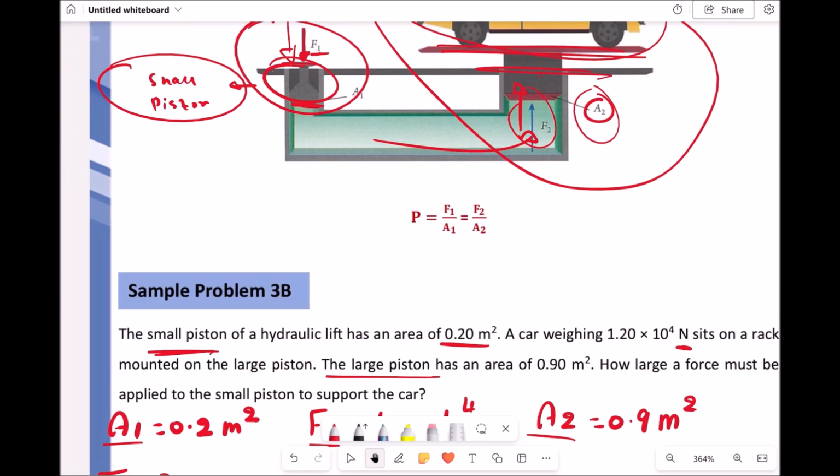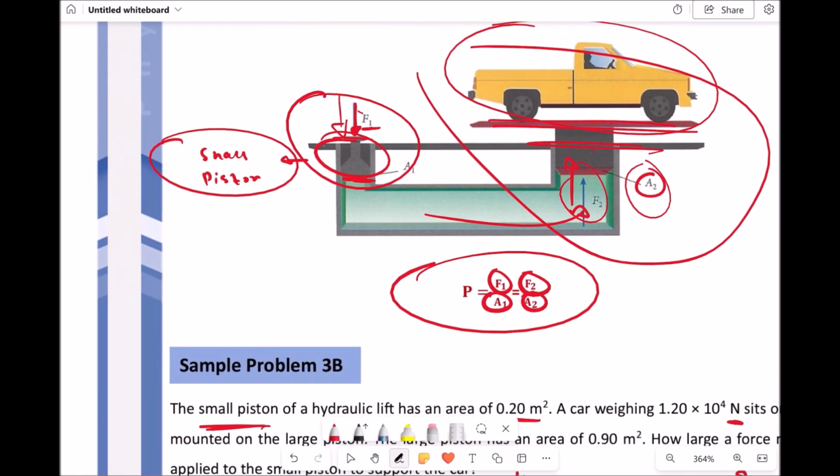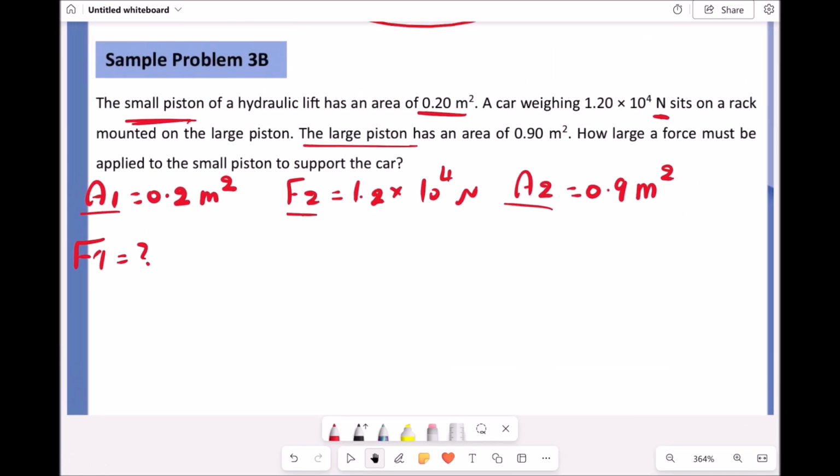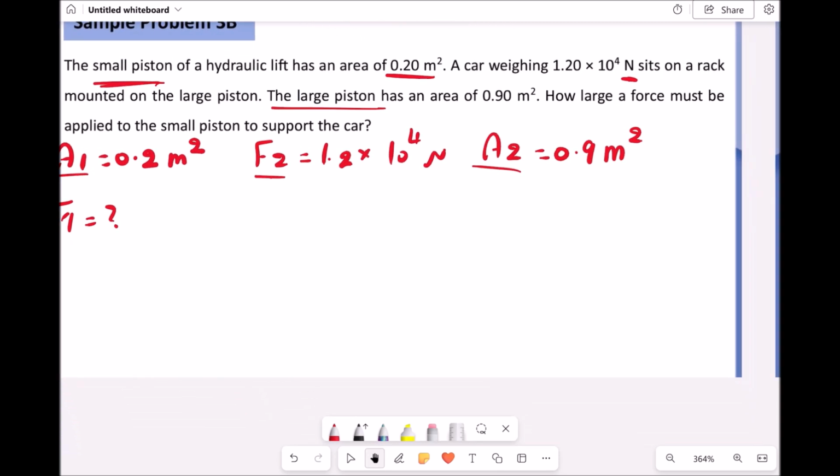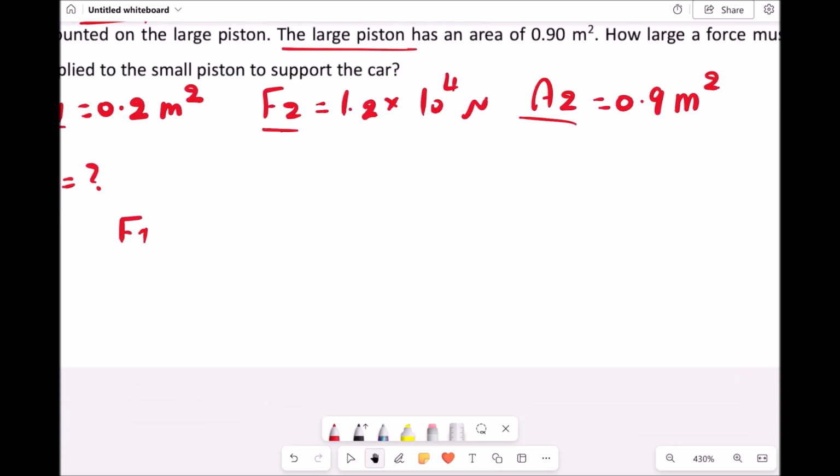And by the way, I forgot to talk about the equation. To use Pascal's principle on a hydraulic lift, we will say F1 divided by A1 equals F2 divided by A2. So this F1 here divided by this A1, and this F2 here divided by this A2, okay? So we are going to say F1 divided by A1, and you have F2 divided by A2, okay?